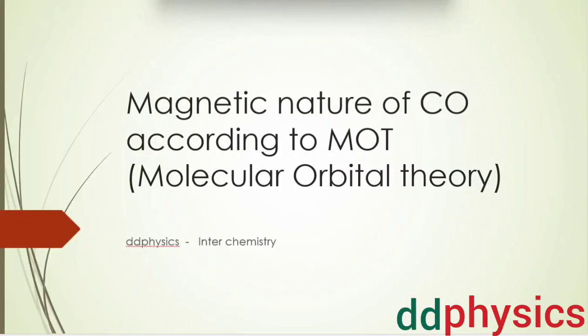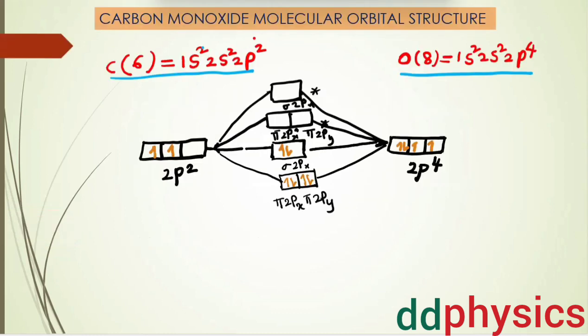Dear students, today I am going to explain the magnetic nature of carbon monoxide. According to molecular orbital theory, carbon monoxide, symbol CO, contains two atoms, carbon and oxygen. Carbon has atomic number 6 and electronic configuration 1s2, 2s2, 2p2.